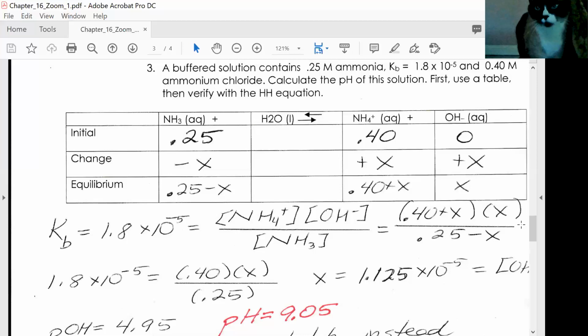Now we have to remember that ammonia is acting as a base. That means we need to use a Kb. So our Kb for ammonia is 1.8 times 10 to the minus 5. That's going to equal products over reactants. And we'll plug in from our ice table. So go ahead and write that part down.